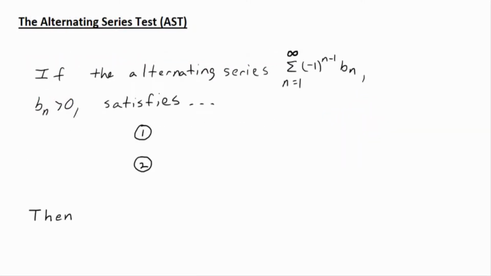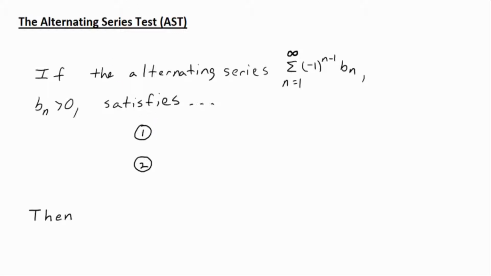It turns out it's pretty easy to figure out whether an alternating series converges. This is called the alternating series test, AST for short. If the alternating series, the sum from n equals 1 to infinity of (-1) to the n minus 1 times b_n, with b_n greater than 0, satisfies two things, then the series is convergent. So we're going to fill in the blanks: what two things does the series need to satisfy?